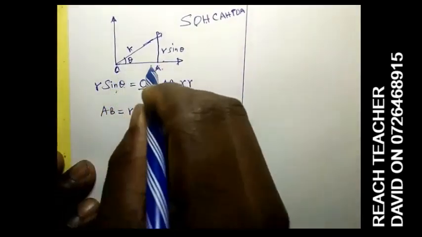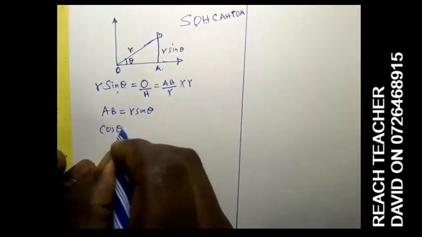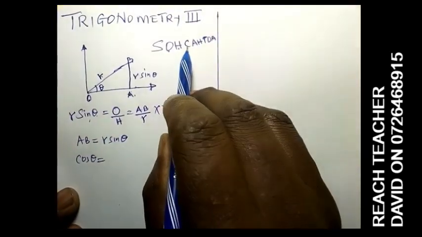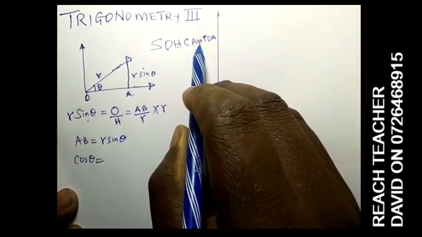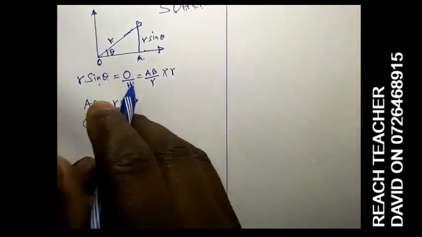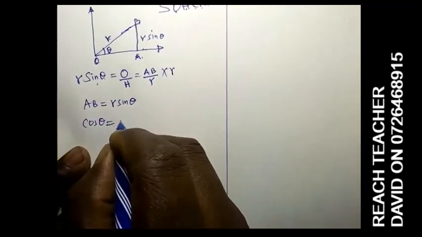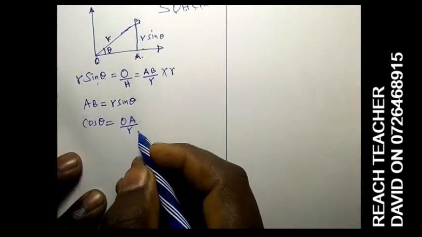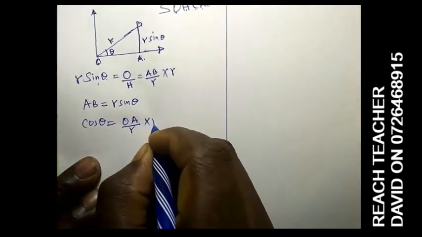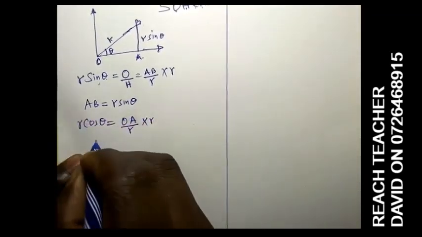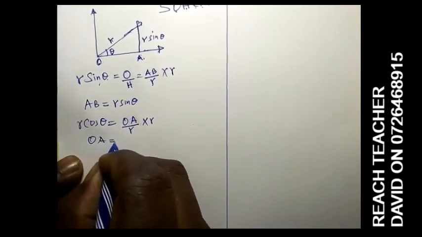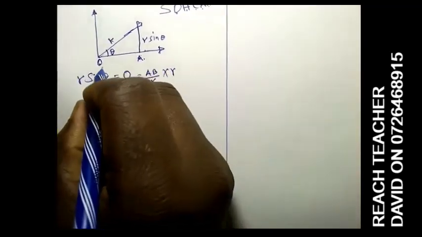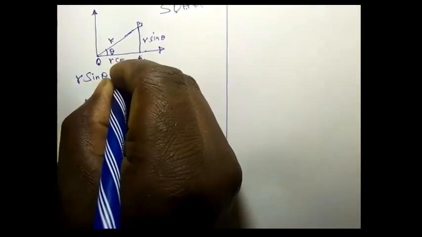Similarly, we do the same with cos theta. Using SOHCAHTOA, cos is equal to adjacent over hypotenuse. So cos theta equals adjacent over the hypotenuse, that is OA divided by R. Multiply both sides by R, so we will have that OA is equal to R cos theta. So the distance from here is R cos theta.